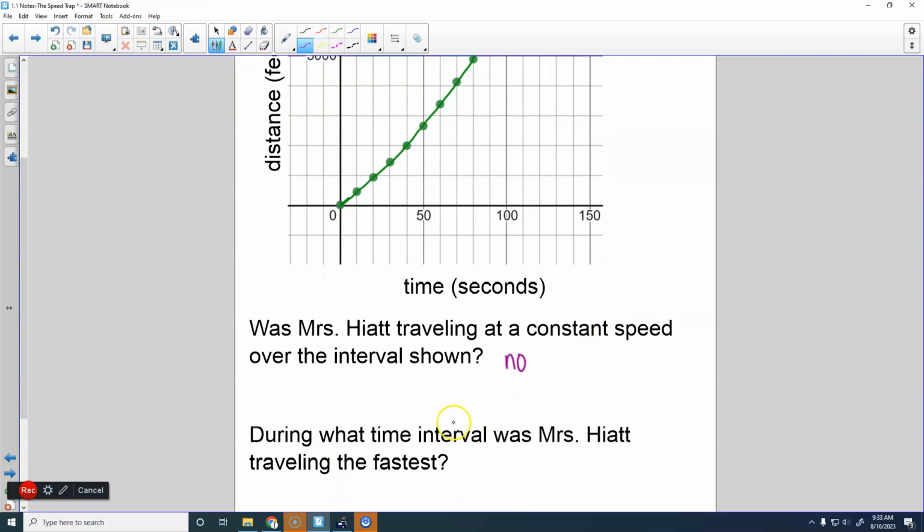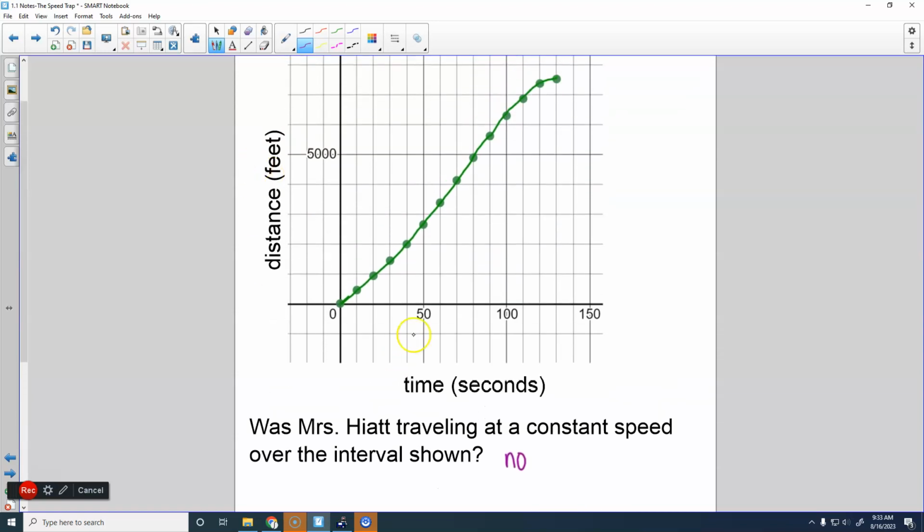All right, so during what time interval was I driving the fastest? Who wants to tell me that? What do you think, Lily? 130? That is not the answer. That's when I had gone the furthest. If this side right here said speed, that would be true. What do you think, Lydia? About 50 to 100? Okay, why do you say that? Steepest. That's what we're looking for.